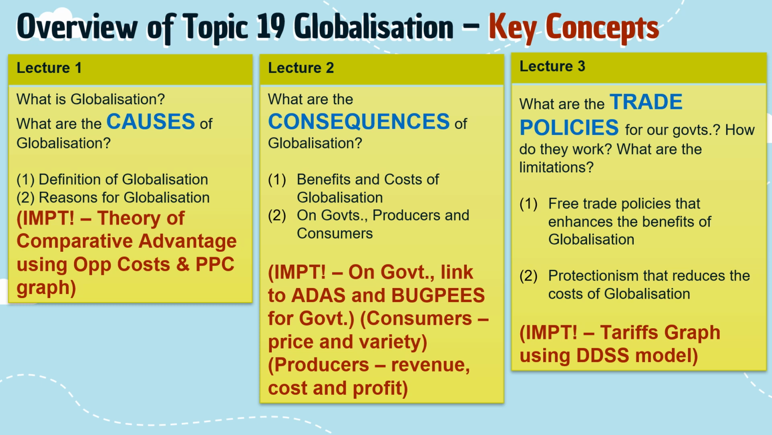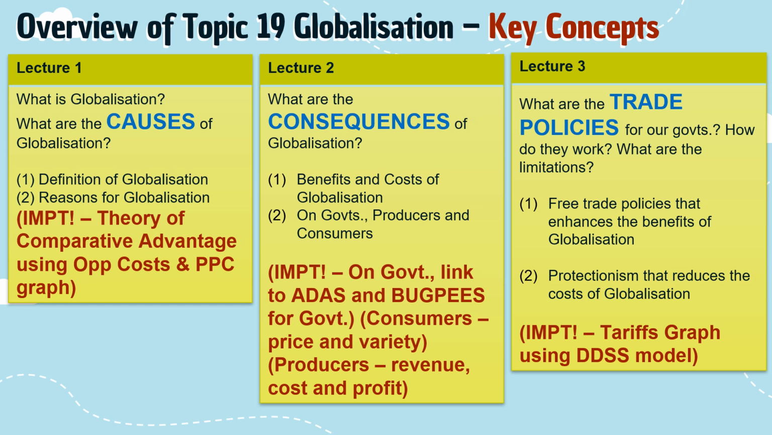As for lecture 2, under consequences of globalization on the three economic players, we will revisit some of the key concepts that you have learned before. For example, when you are analyzing impact on the government, remember, always link back to your ADAS framework and eventually link to your macro goals, that is, organized or classified under BAC-Ps. As for producers and consumers, please relate back to the concepts that you learned before in your JC1 topic of firms and decision. The impact on producers focuses on the impact on revenue, costs, and eventually profit, which is the main objective of the firm. As for consumers, we relate back to concepts such as price and the variety of goods and services. And these two concepts help to maximize the objective of the consumers, which is consumer satisfaction or consumer utility.